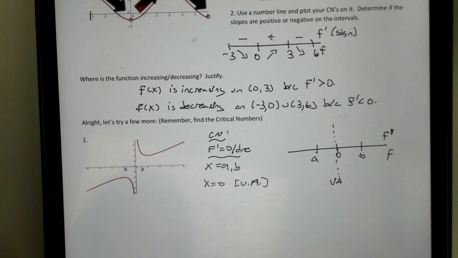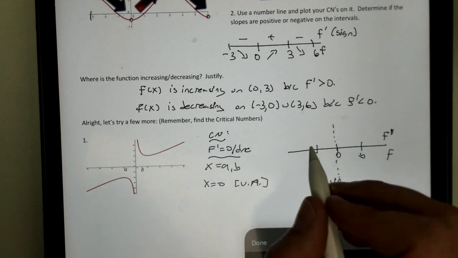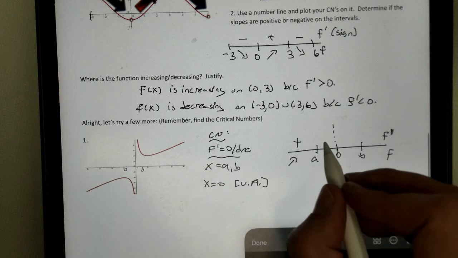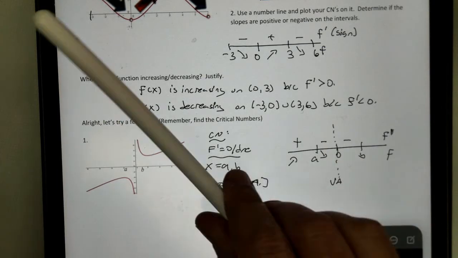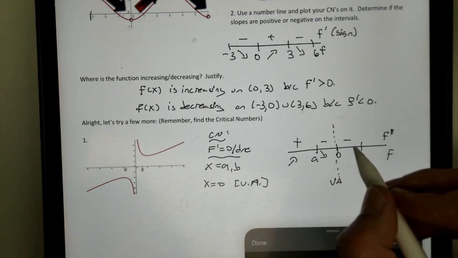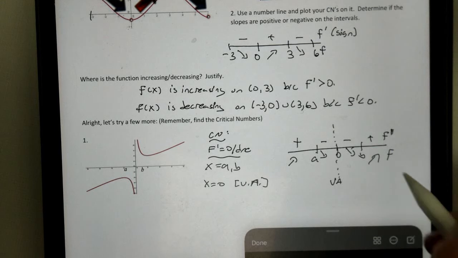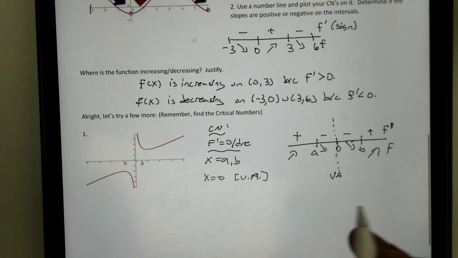And now I can answer my question. If I look at the slope before A, the slope looks positive. It's going up. Between A and 0, it's negative. It's going down. Between 0 and B, it's negative because it's going down. And after B, it's a positive slope, so it's going up. I can answer my question now.